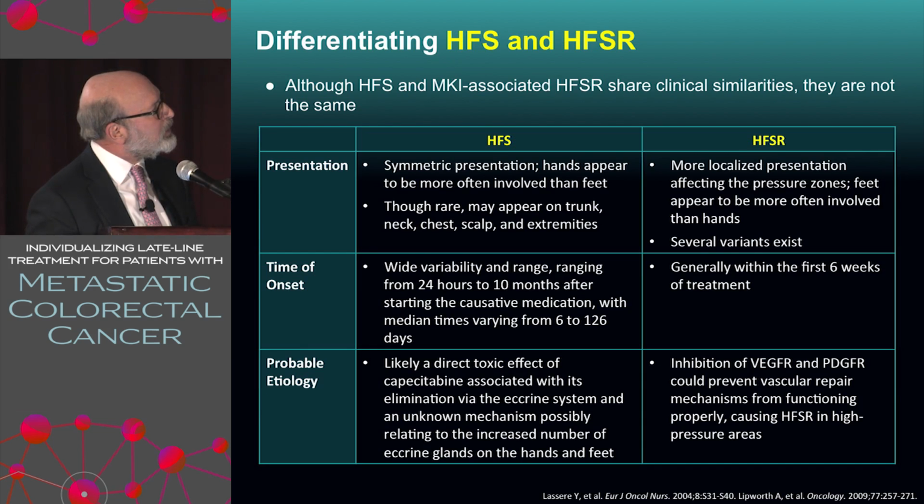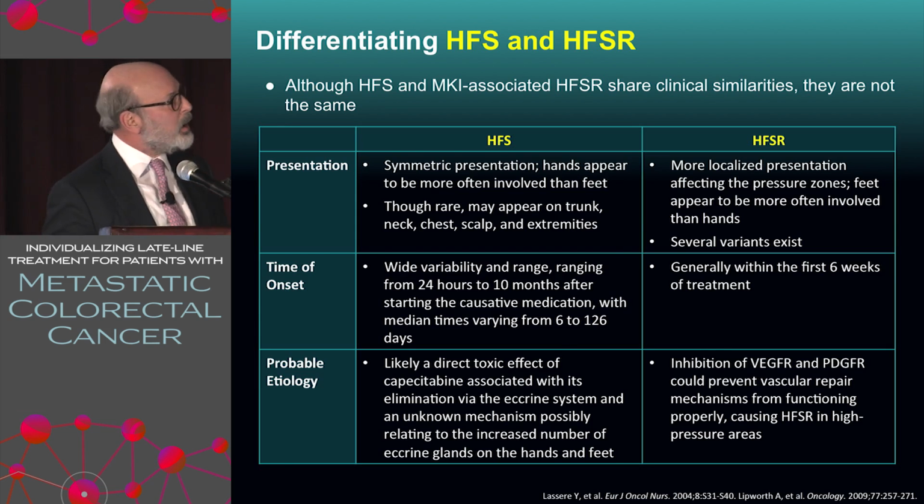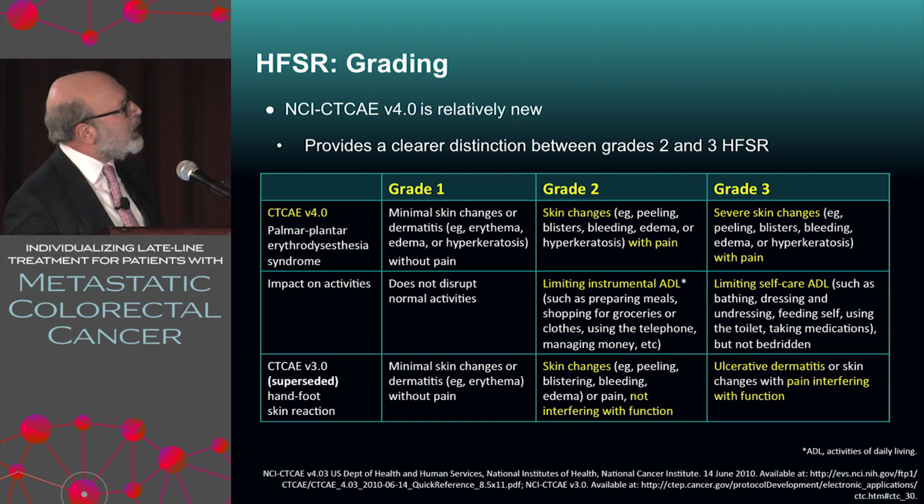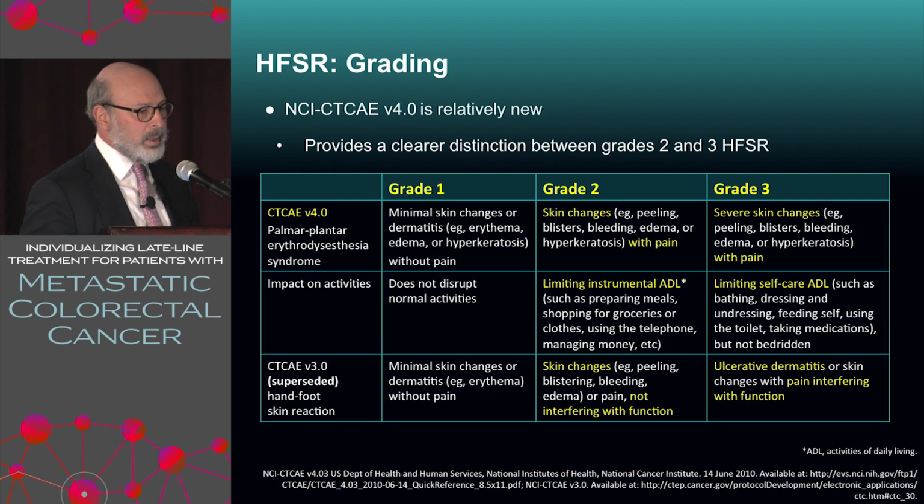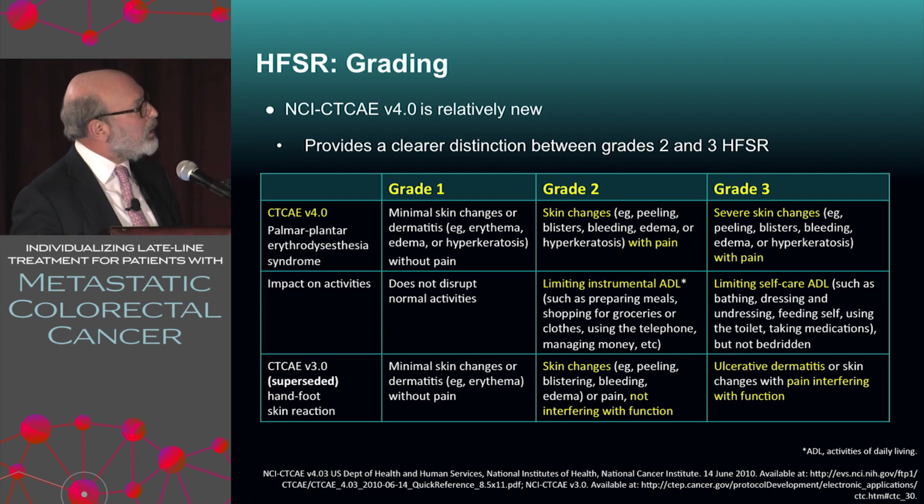So hand-foot syndrome compared to PPE or HFSR. This is more symmetric and tends to be a little later. This can be more localized at areas of pressure, and it usually happens much more quickly. And this is the grading scale according to CTCAE version 4 and version 3. Grade 1, minimal changes. Grade 2, skin changes with pain. And grade 3, severe skin changes with pain. Or here, limiting instrumental activities of daily living.